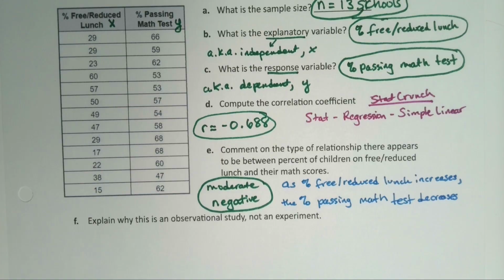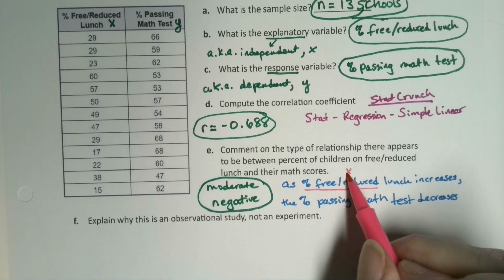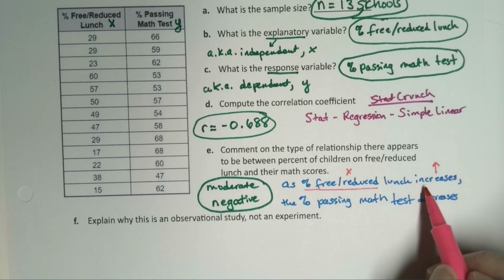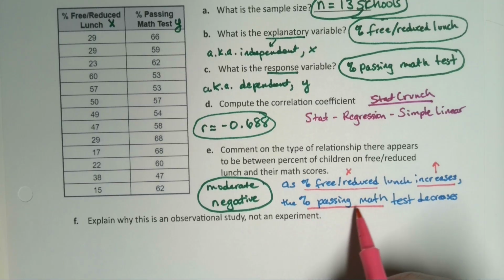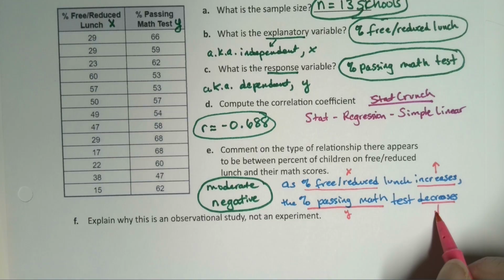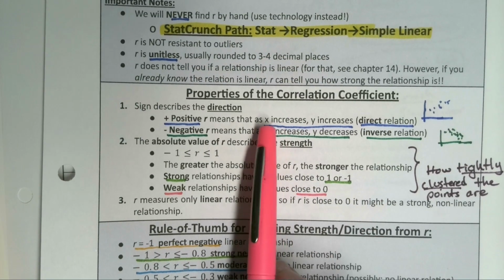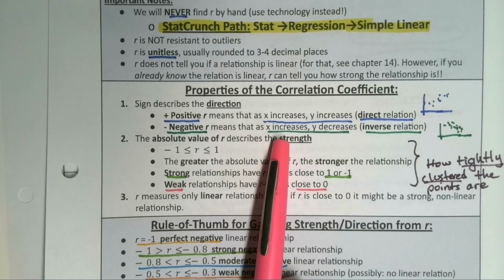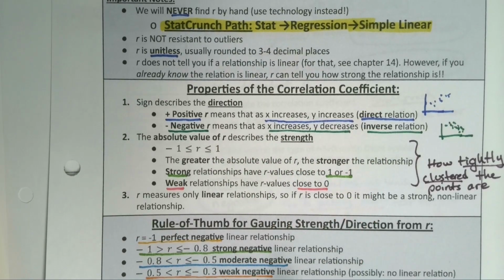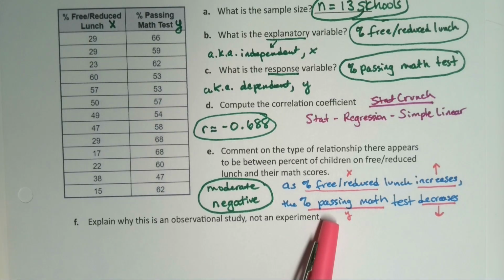It means that as x goes up, right, and the percent on free reduced lunch, that's your x, as it goes up and increases, then the y decreases. That was discussed actually back here, right? A negative relationship means as x increases, y decreases, also known as an inverse relation. So that's what we're seeing here.